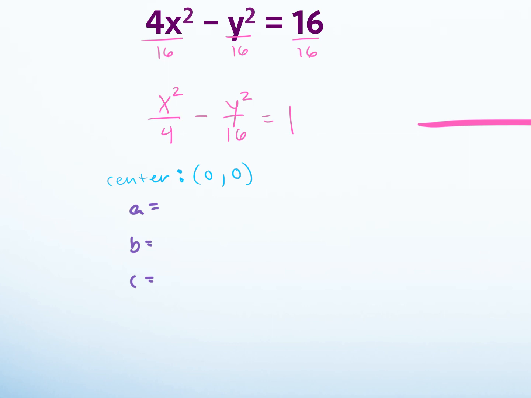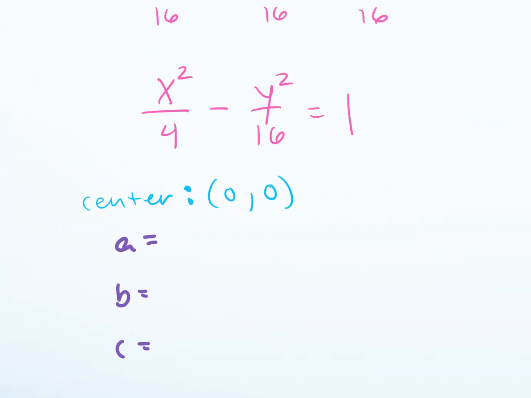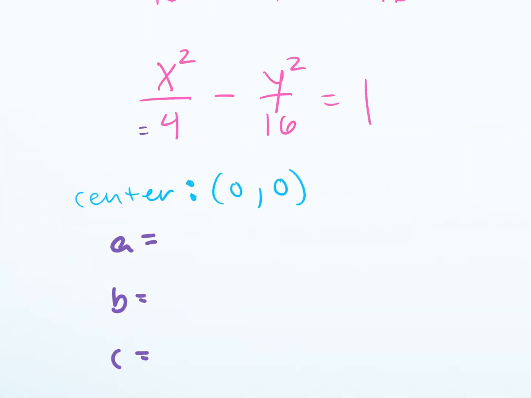Which one would be our a squared, 4 or 16? Careful here, because for hyperbolas, it's always the first one that is a squared. So it's different with ellipses. Ellipse, yesterday, a was always bigger than b. But here, for hyperbolas, it's always the first one. So if a squared is 4, what is a? 2.